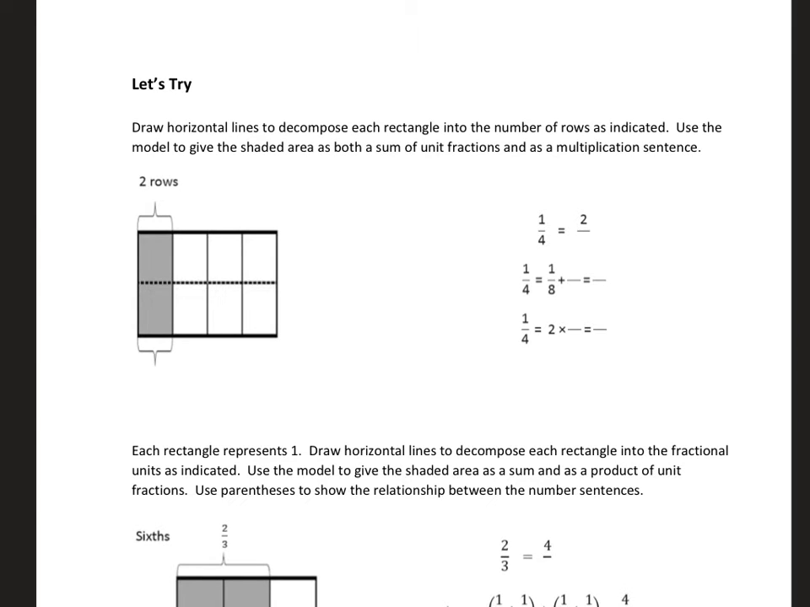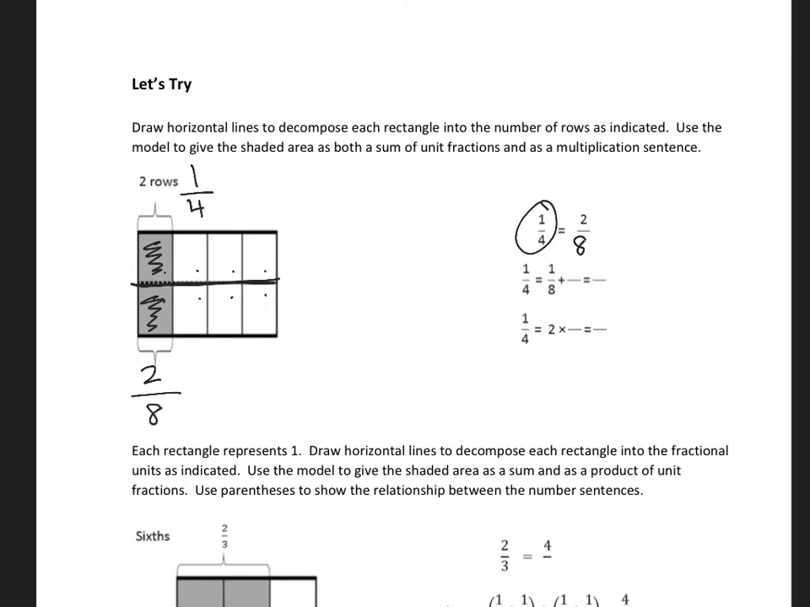The fraction they had first was 1/4, and we know that because they wrote it here. So this was 1/4 up here. Then they said, okay, well now I'm going to split it into 2 rows to make an equivalent fraction. So now I have 1, 2, 3, 4, 5, 6, 7, 8 pieces total, and there are 2 shaded in. So this is showing me that 1/4 is equivalent to 2/8.